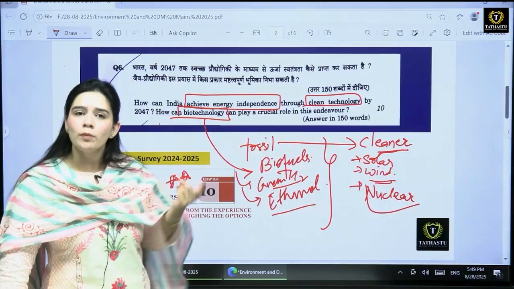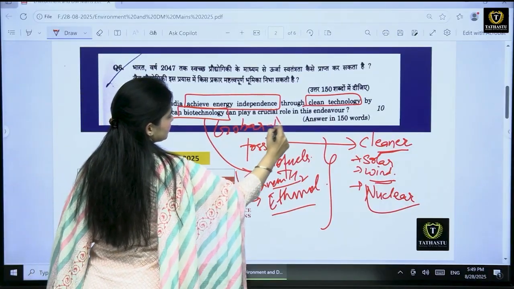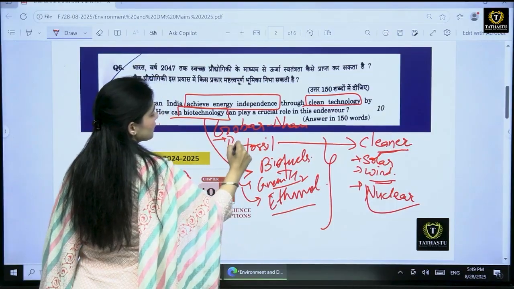We have the Gobardhan scheme. Biogas. Then we have the PM Jeevan scheme.